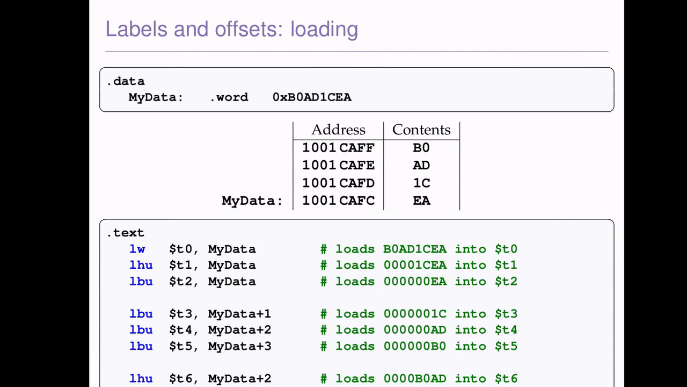But what we haven't discussed so far is offsets. So if we have the MyData memory location label, we can add 1 to that. So I can load 1 to MyData and that would take me from 101 CAF C up to 101 CAF D.